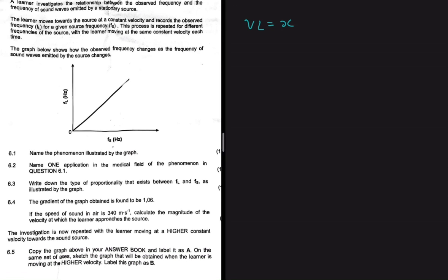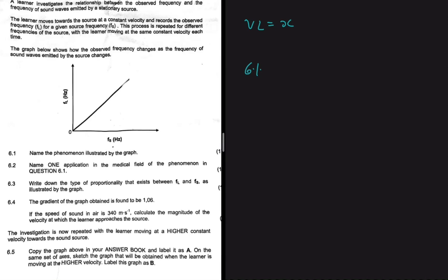This process is repeated for different frequencies of the source, with the learner moving at the same constant velocity each time, right? The graph below shows how the observed frequency changes as the frequency of sound waves emitted by the source changes. And then we have a graph there which we're going to talk about in a moment. But the first question, 6.1. So 6.1 is saying that let's name the phenomenon illustrated by the graph.